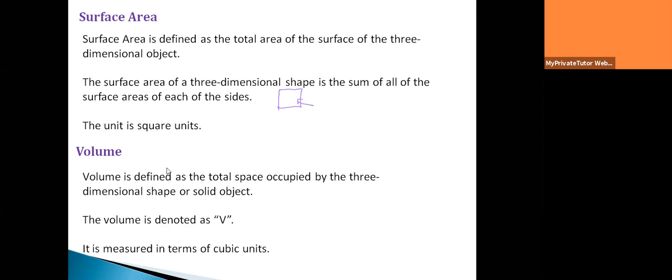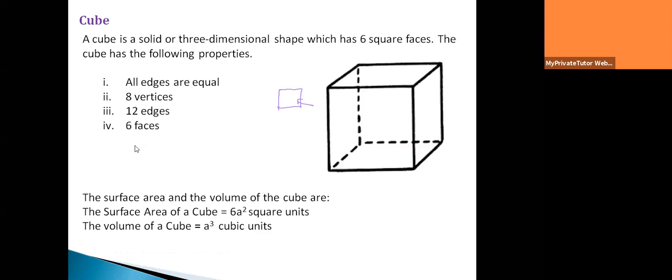And then the unit of surface area, I think you guys know, area in a sense, it's square units. And the volume is how much space is occupied in a shape, in a cube or a cuboid or a cylinder or whatever. So we represent the volume as V, and we measure it in cubic units. So let's try and figure out each one. Okay, so finding the surface area and volume of each 3D shape.